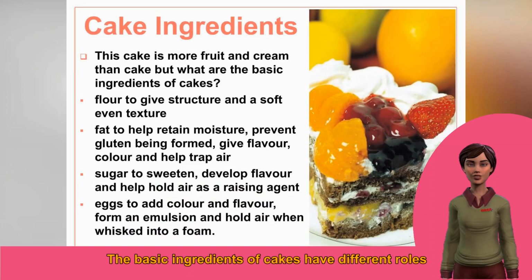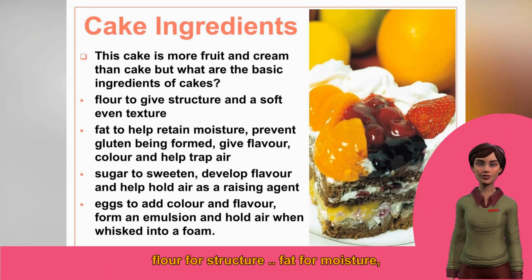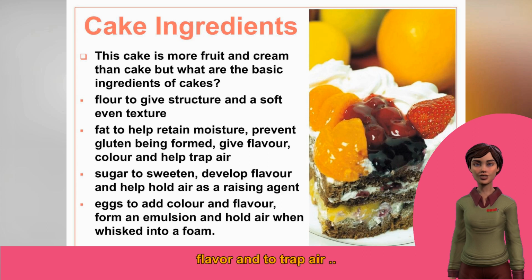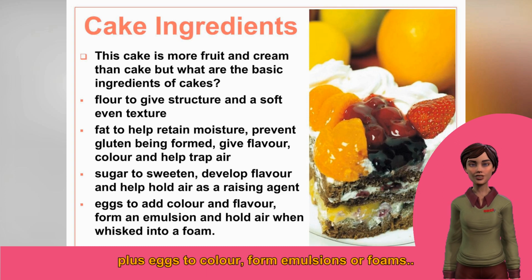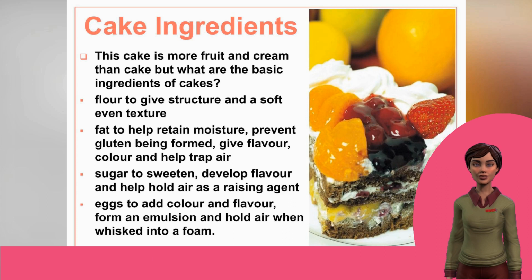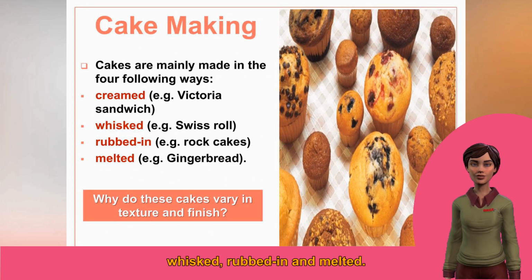The basic ingredients of cakes have different roles. Flour for structure, fat for moisture, flavor, and to trap air. Sugar to sweeten, hold air and to rise, plus eggs to color, form emulsions or foams. Four ways of making cakes are creamed, whisked, rubbed in and melted.